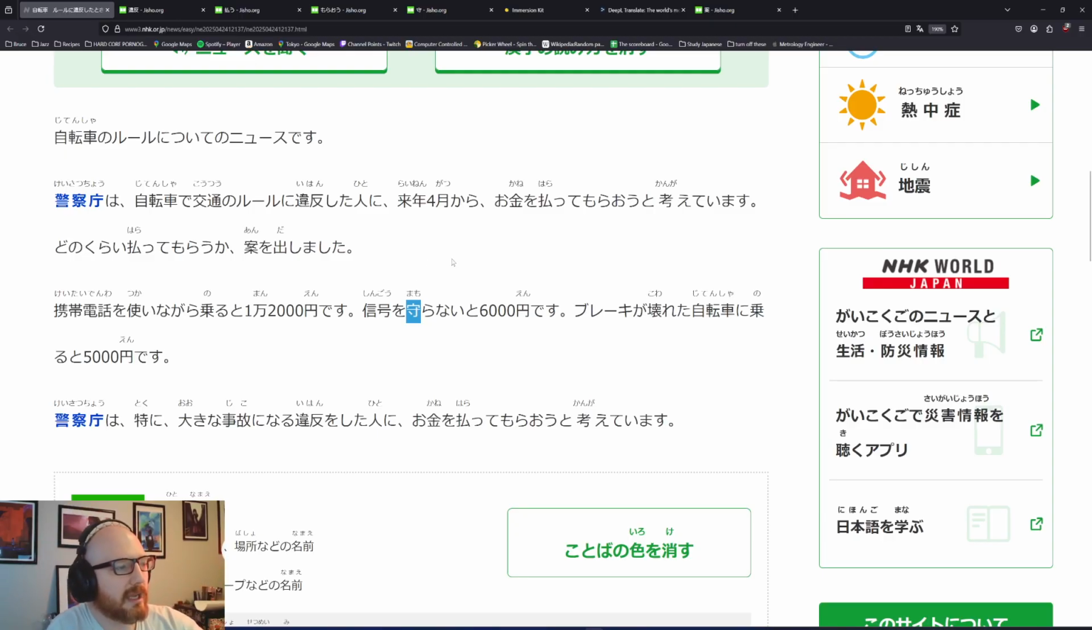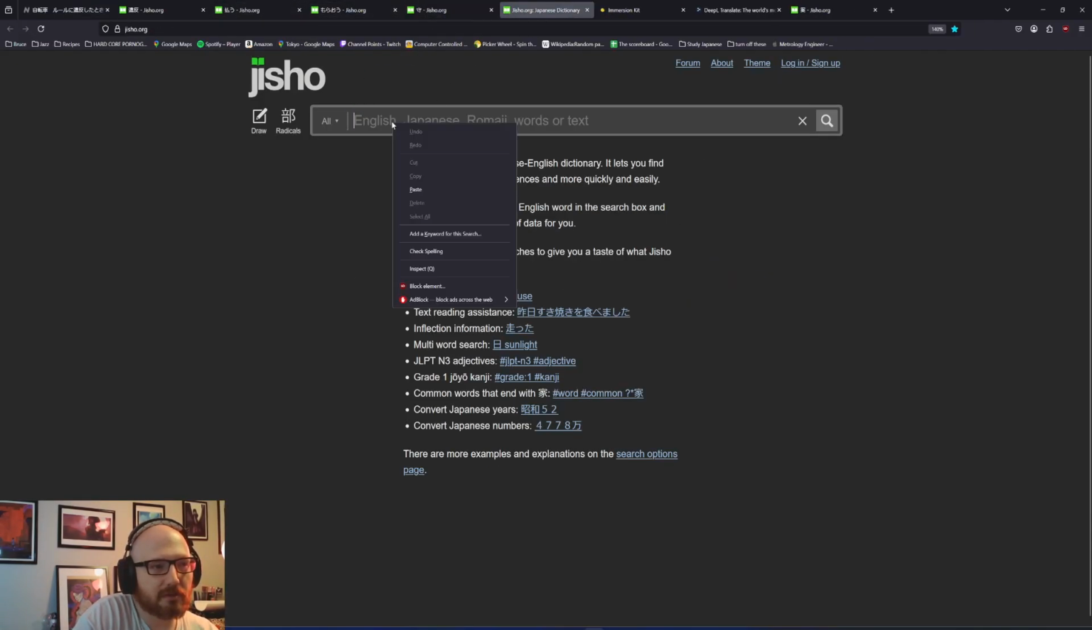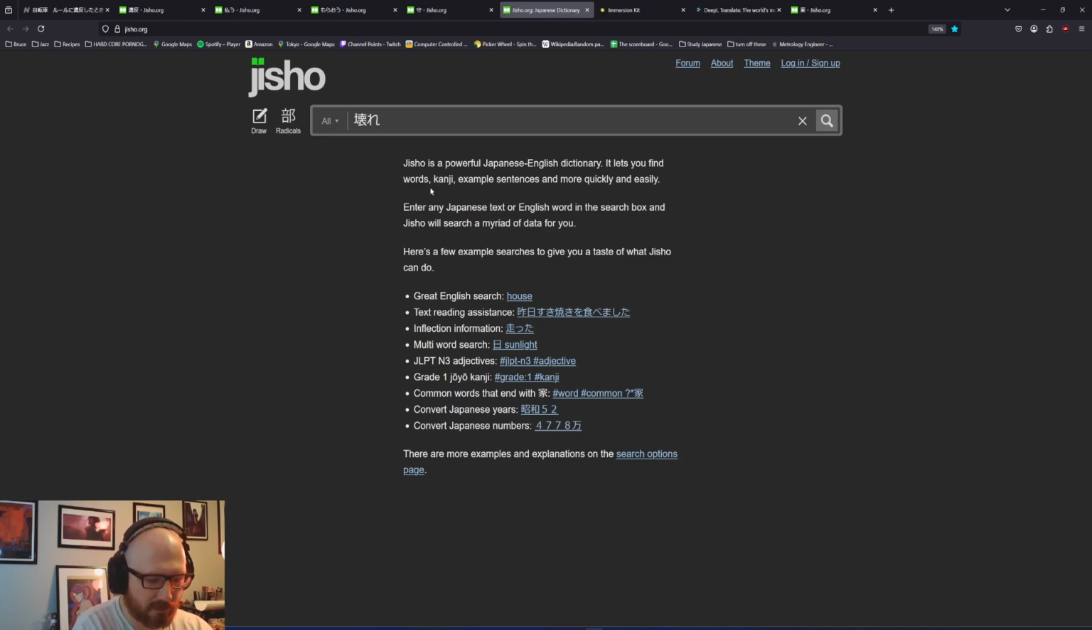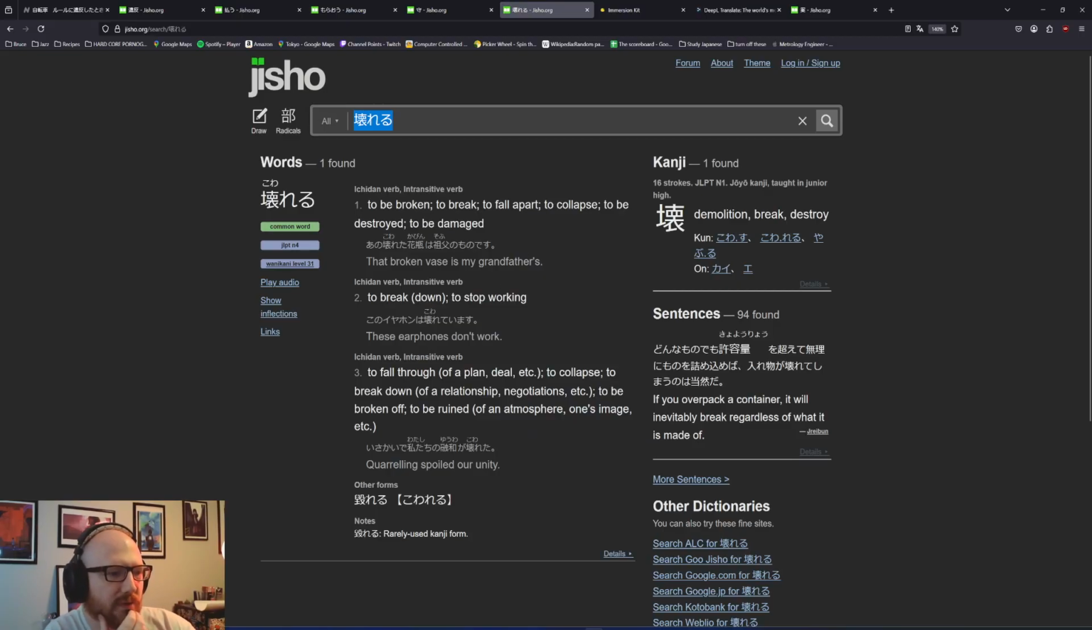So then we have breki ga kowareta. Brake failing, 自転車に乗ると、5000円です。So I'm assuming that I've done the katakana correctly here, and this is brake. We'll find out real shortly. But kowareru is to. I thought kowareru was like to fall apart. Unless this is a different kowareru, which it could be. Happens quite often. To be broken, to fall apart, to stop working. Okay, so that's probably what they're using here, to stop working.